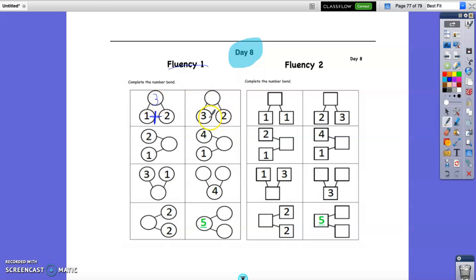Okay. Again, we know our two parts. They're beside each other. They're fusing together to get the whole. So we need to add. Okay. What is 3 plus 2? 3, 4, 5. Very good.